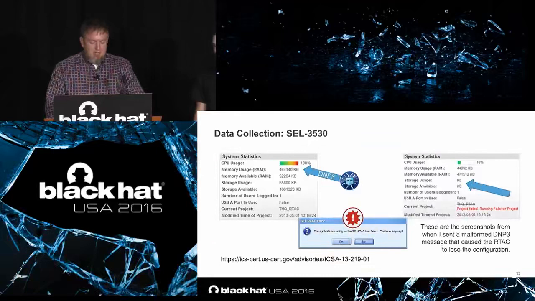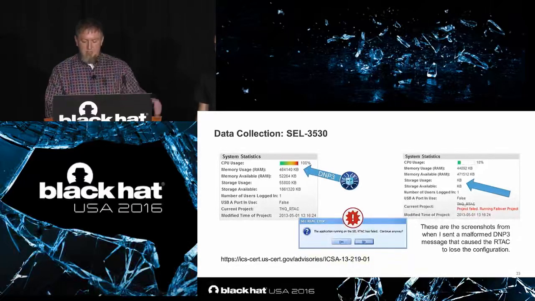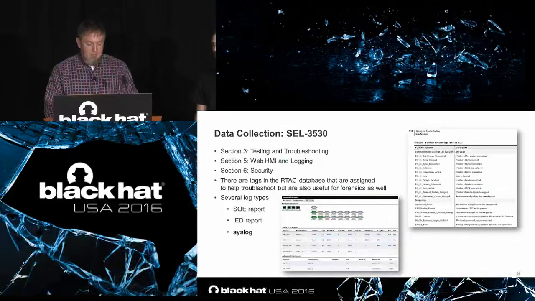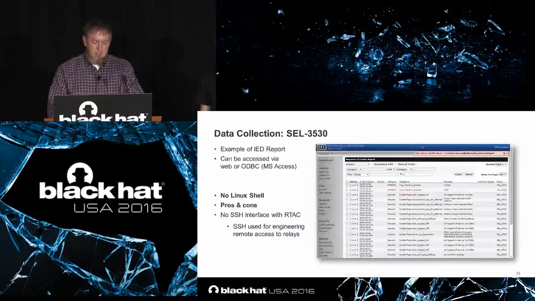So here's an example. I did some DNP3 research several years ago, and here's a screenshot. Whenever I send a malformed DNP3 packet, you can see it sent the CPU usage to 100%, and then eventually it watchdogged and rebooted. And then the next picture shows the project failed, running failover project, and storage usage and storage available went to 0. Very interesting. You can see quickly which different ports are being used, and there are some troubleshooting points that it stores in the tag database, and you can also look at syslog.